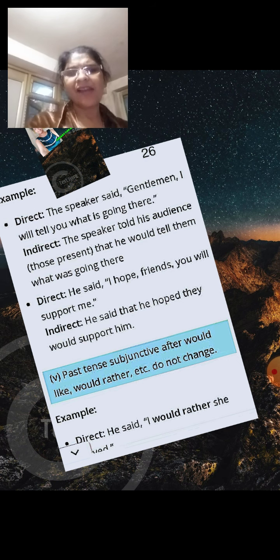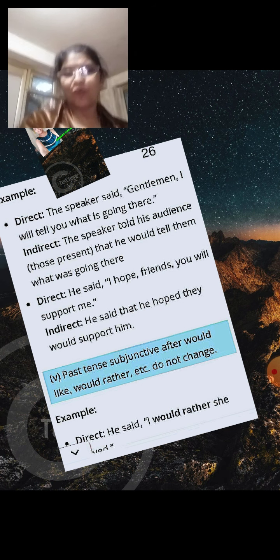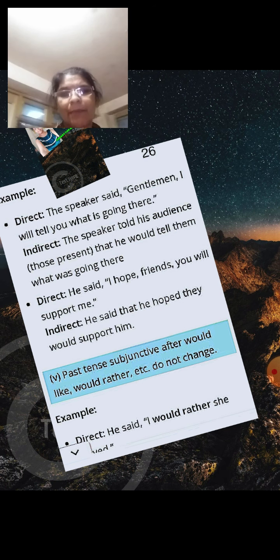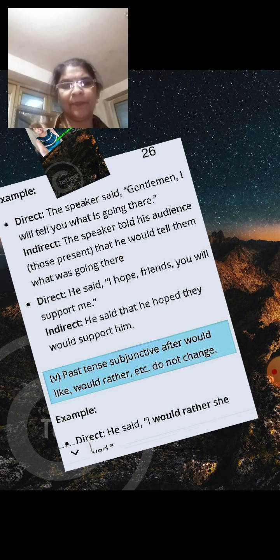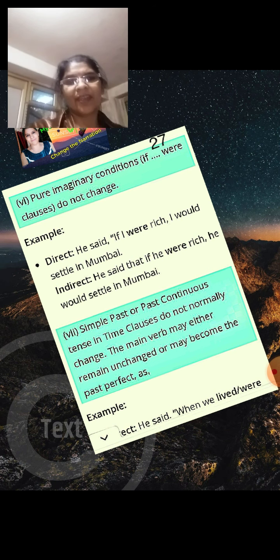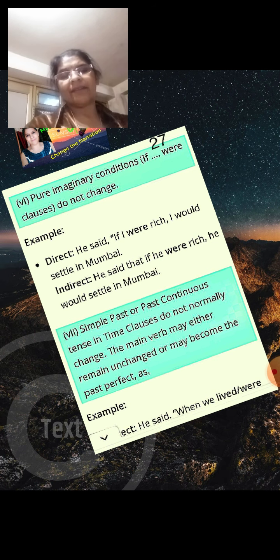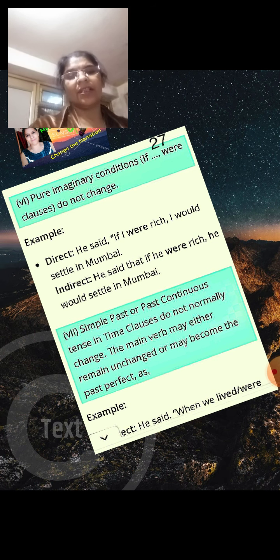Direct: he said, I hope, friends, you will support me. Indirect: he said that he hoped they would support him. Past tense subjunctive after would, would rather, etc. does not change. Example, direct: he said, if I were rich, I would settle in Mumbai. Indirect: he said that if he were rich, he would settle in Mumbai.